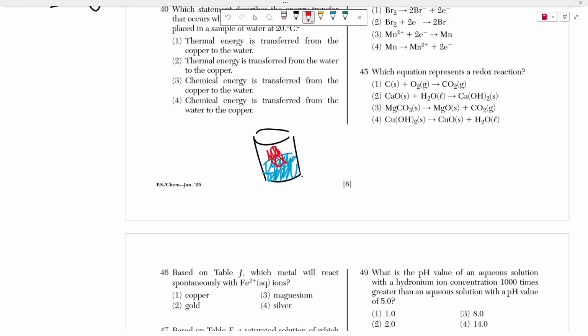Thermal is heat. This copper block has a lot of heat. This water has little to no heat. Heat goes from the hottest thing to the coldest thing. So automatically this heat is going to be absorbed or transferred into the water. When it's transferred into the water, the water is going to absorb that heat.